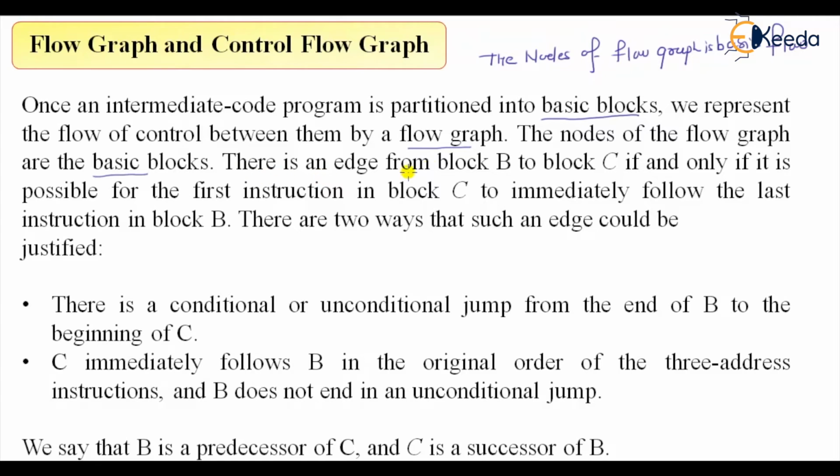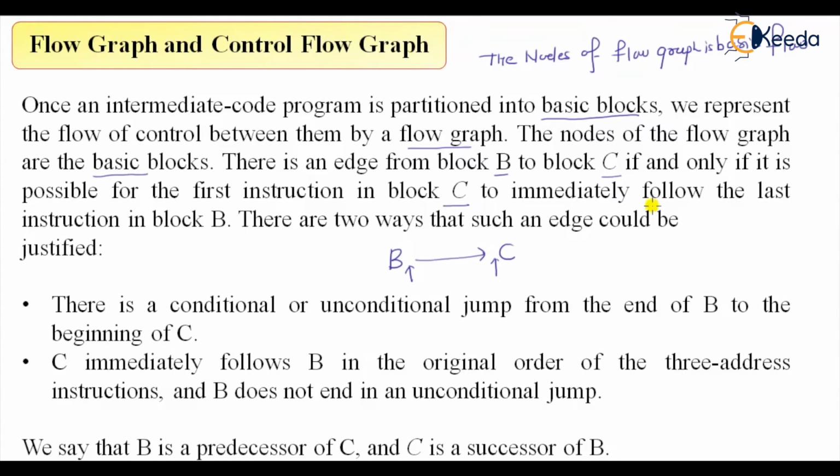There is an edge from block B to block C. So there are two blocks and there will be an edge between them if and only if it is possible for the first instruction of block C to immediately follow the last instruction of B. So after the last instruction of B, the first instruction of C will execute, or it will immediately follow.